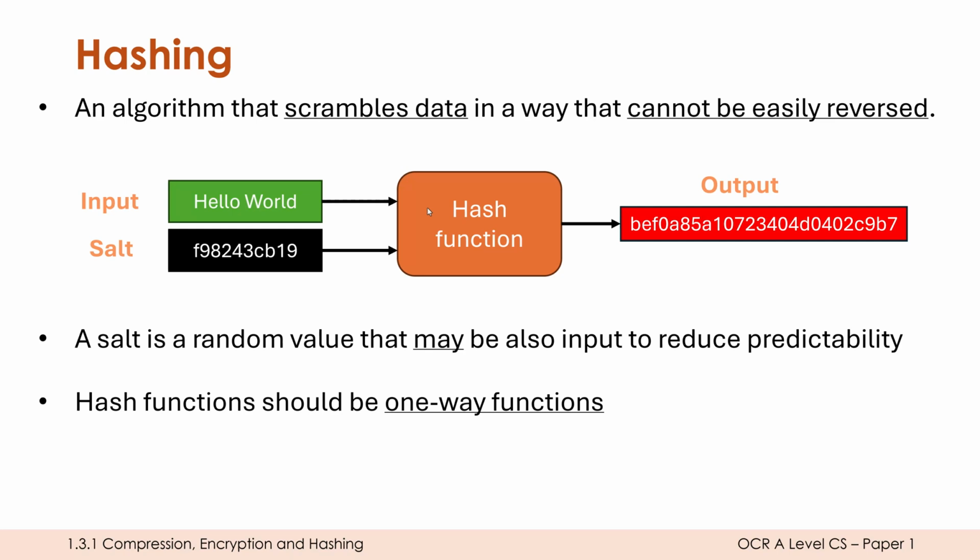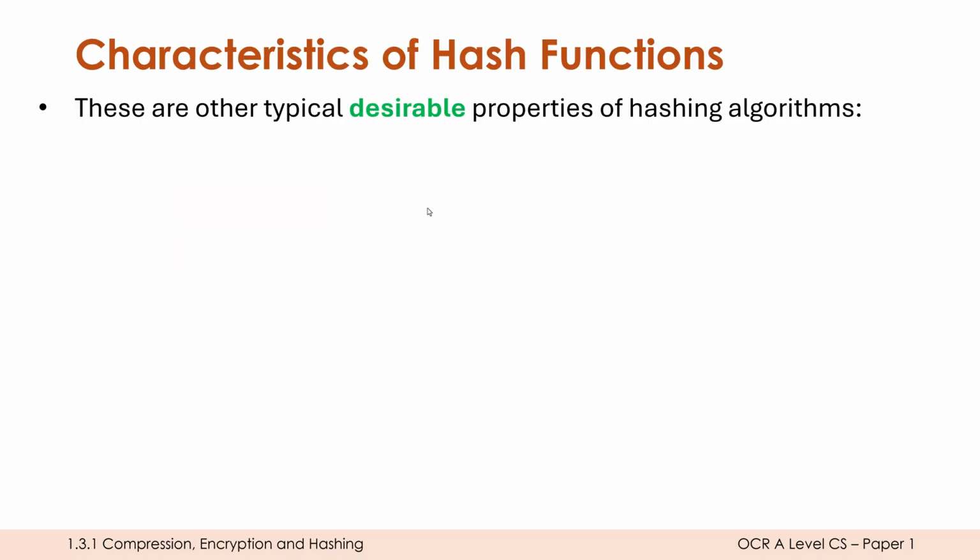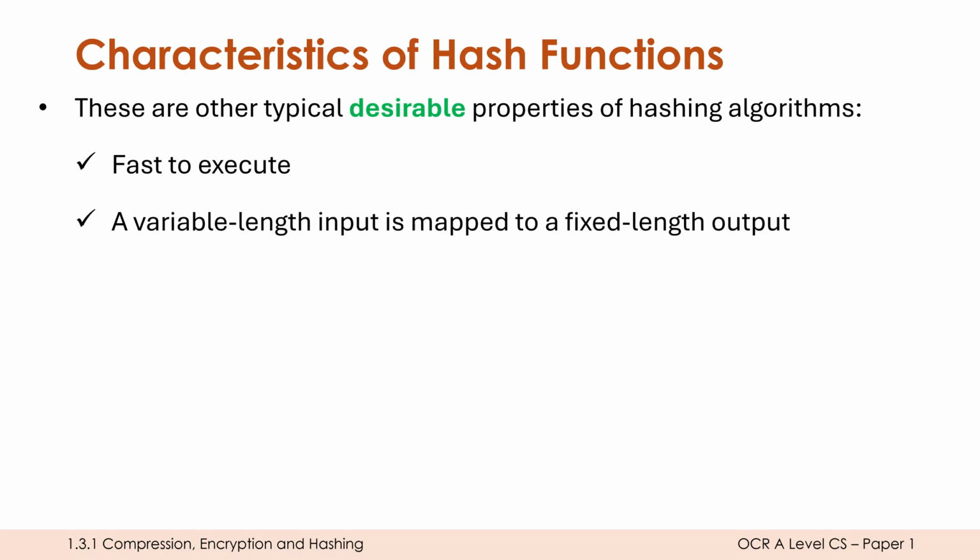Now, like I said, that's our biggest characteristic we need. It needs to be a one-way function. However, depending on what you are trying to achieve, there are other potential desirable properties of hashing algorithms, because like encryption, there are loads of different algorithms which have got pros and cons and have got different properties. So a fairly obvious desirable property is it's fast to execute. Another property we often want is a variable length input being mapped to a fixed length output.